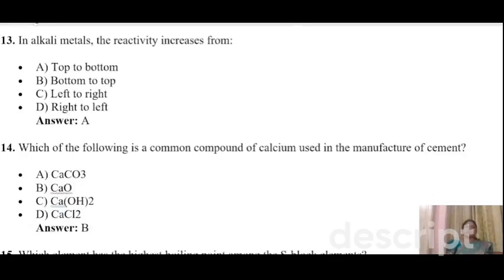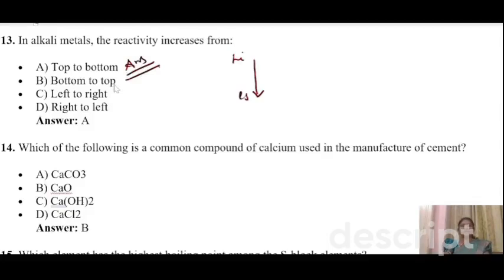Next question: in alkali metals, the reactivity increases from top to bottom, from lithium to cesium. The reactivity increases from lithium to cesium, that is, top to bottom. Therefore, the correct answer is A.